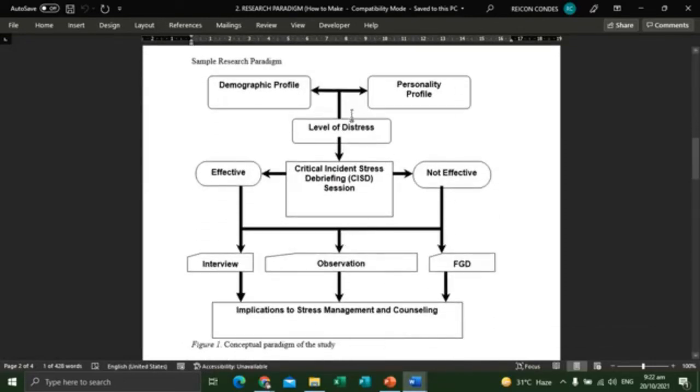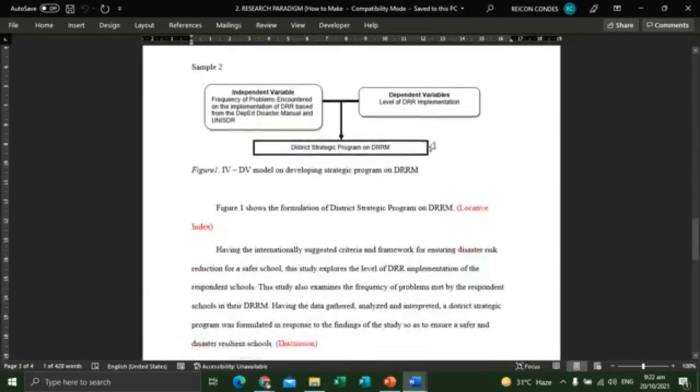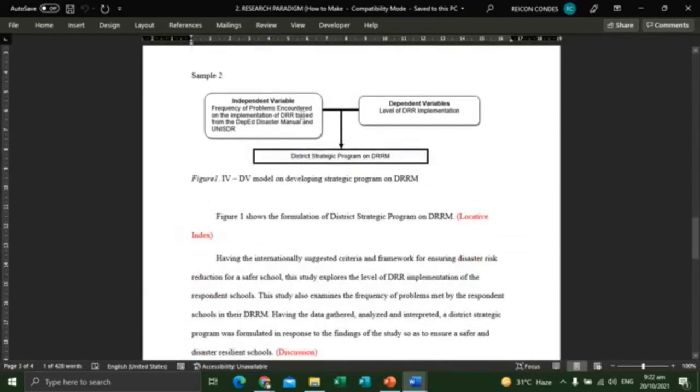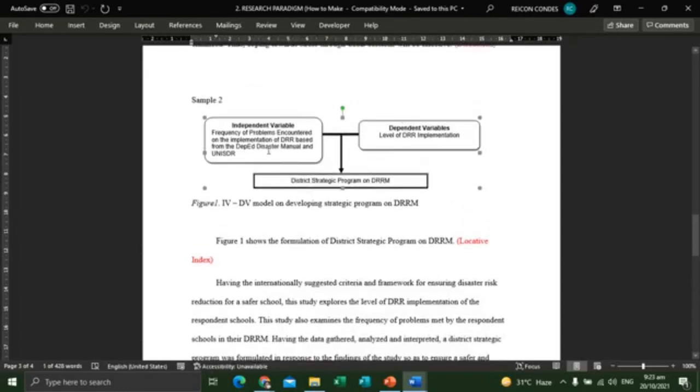Itong ating conceptual flow. Another example, let's say this one, ang inyong ginawang conceptual flow. So we have figure 1, IVDV model, developing strategic program on DRRM. You give locative index. So you locate figure 1, tungkol saan yung figure 1. And then you discuss ano ang nagaganap dito sa concept na to.